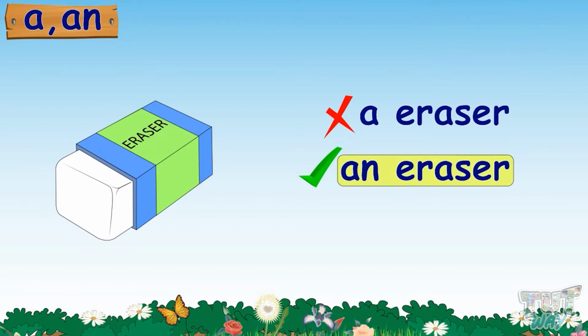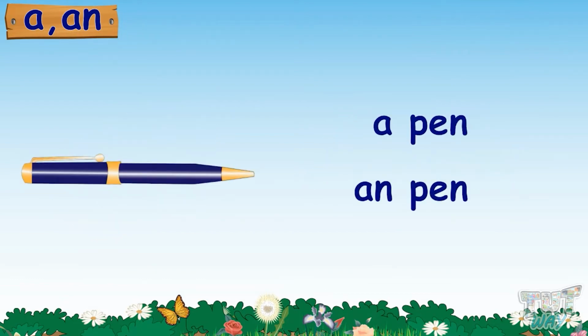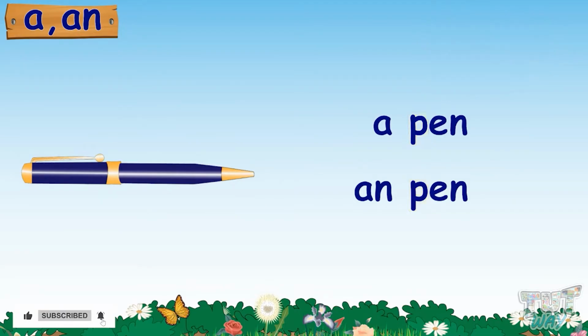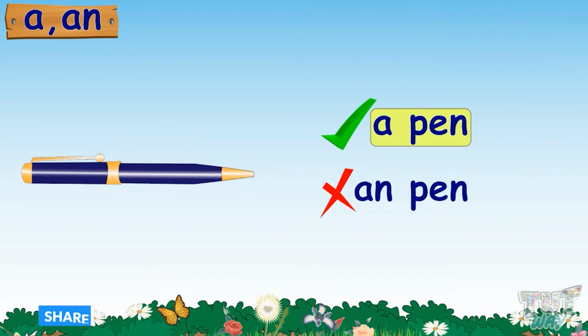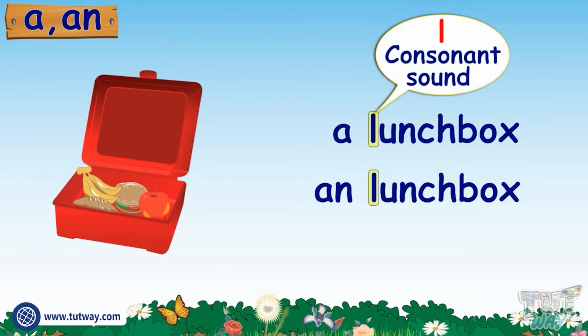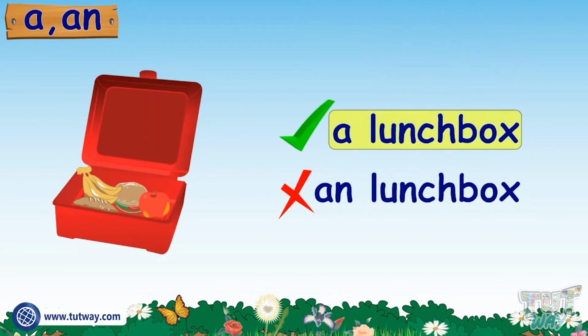An eraser. Pen. Now, pen begins with the sound of letter P. So it's a consonant. So we will choose a with a pen. Here we have the picture of lunchbox. It begins with the sound of consonant L. So we will choose a. This is a lunchbox.